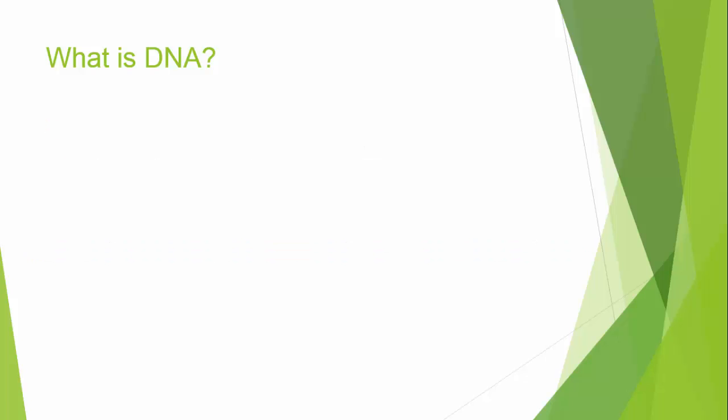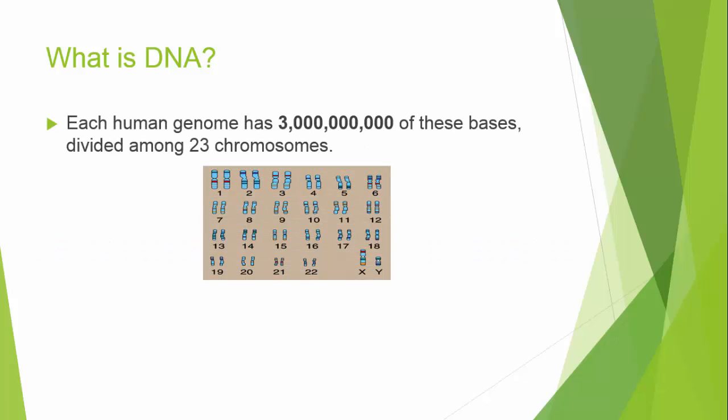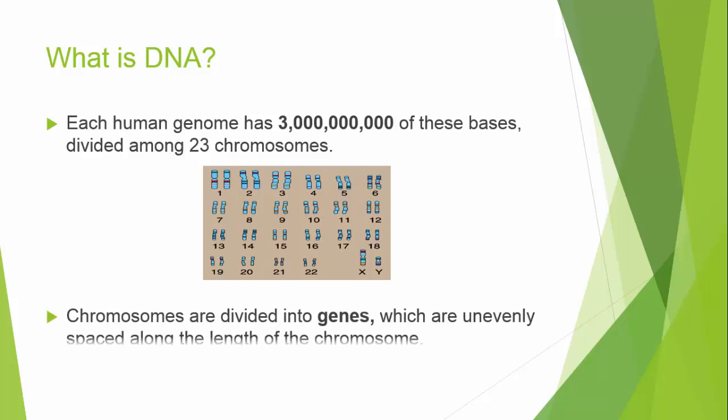Now, these bases, as we call them, there are 3 billion per human genome, and they're divided among 23 chromosomes. And I should mention that each of your nucleated cells contains a full set of these chromosomes. Pretty amazing. The chromosomes themselves are then divided into genes, which are unevenly spaced along the length of those chromosomes. And there's something like 23,000 genes in the human genome.